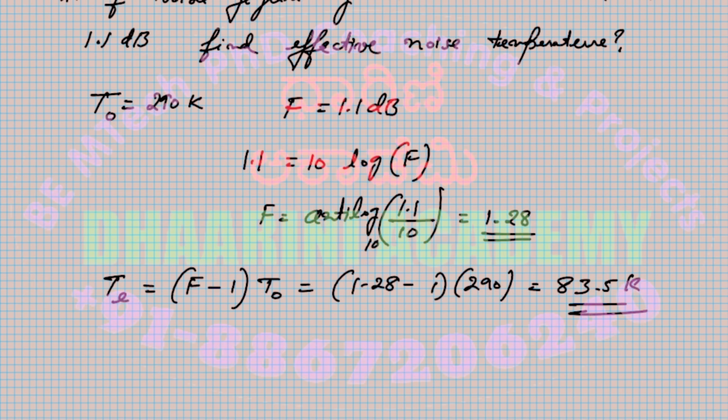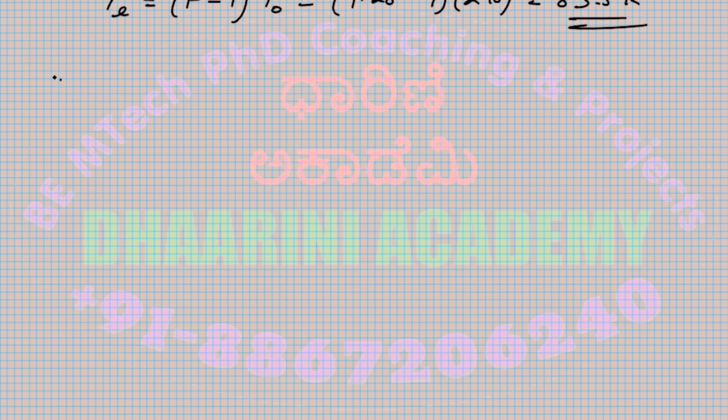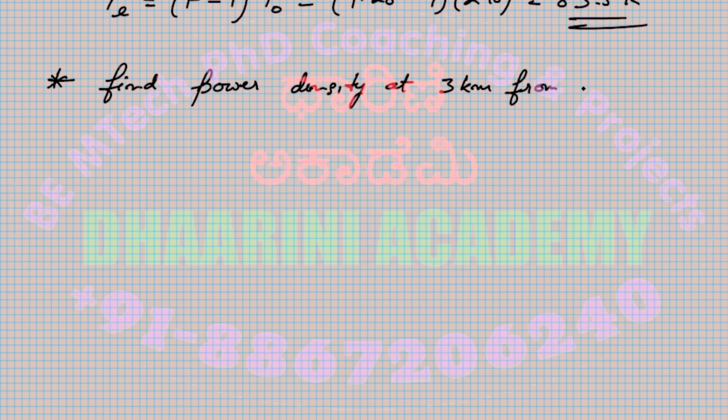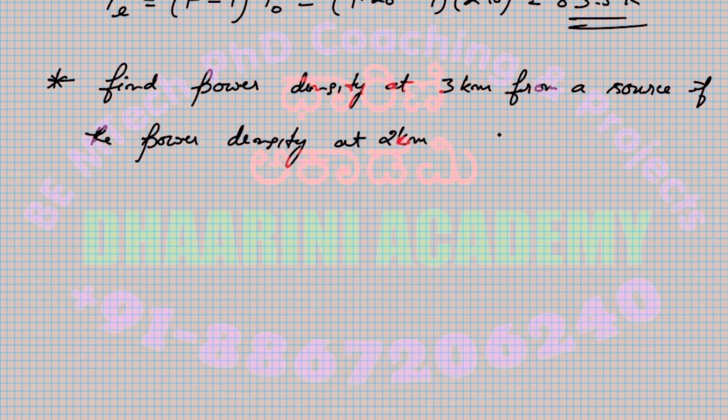All right, let's move to the next question. Next question is about power density. Find the power density at 3 kilometers from a source if the power density at 2 kilometers is 10 milliwatts per meter square.